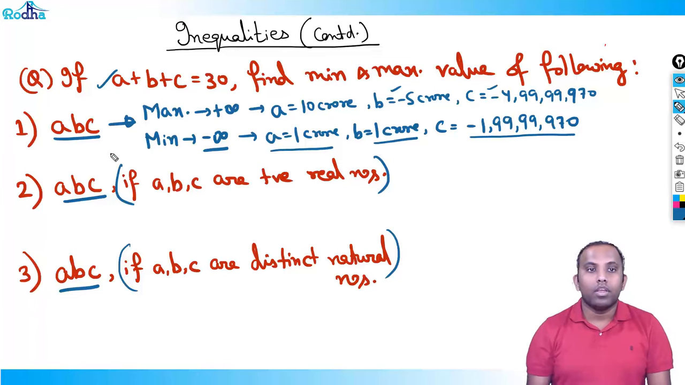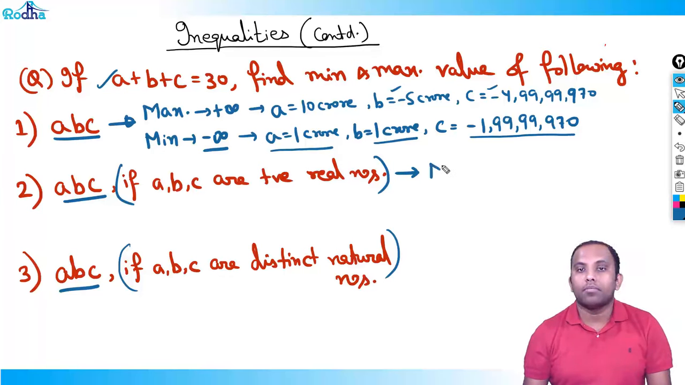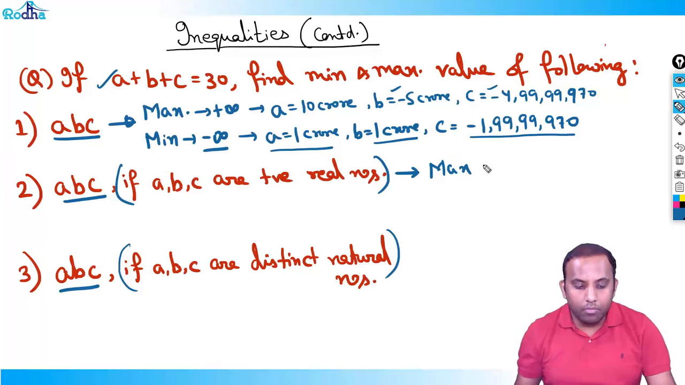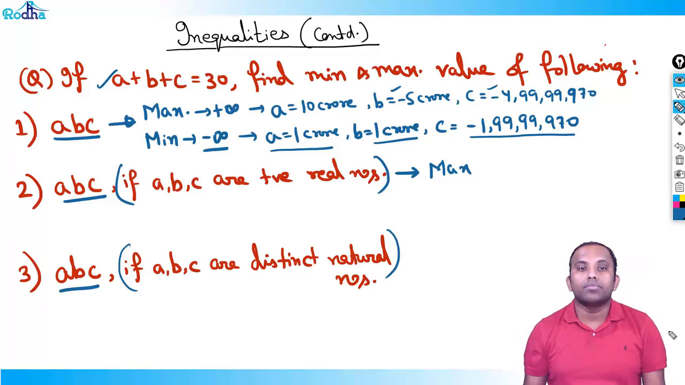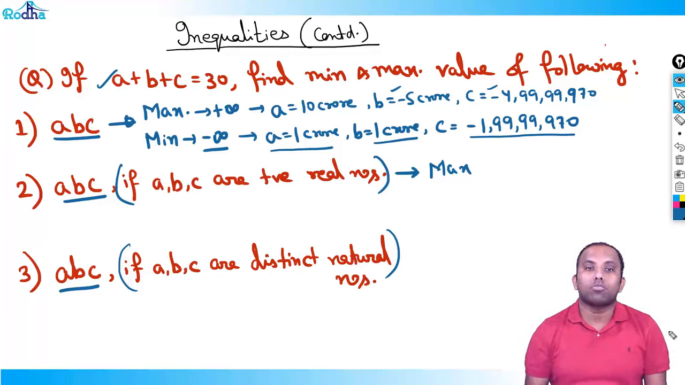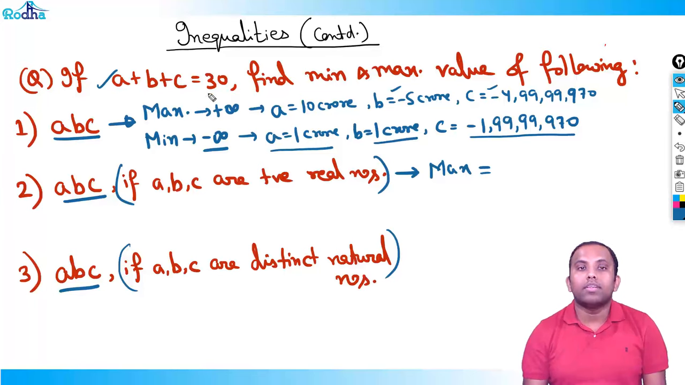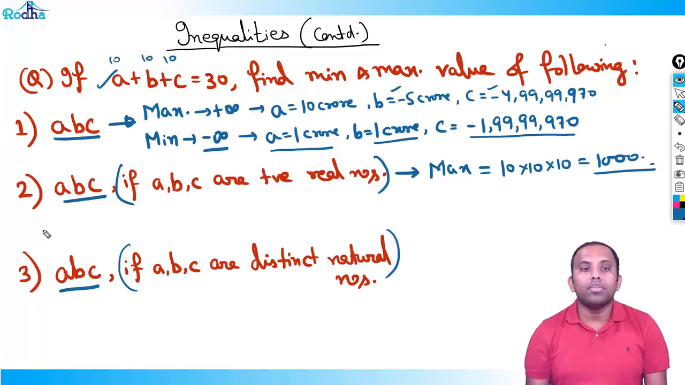Now the second one: a, b, c are positive real numbers. For positive real numbers, first we'll calculate the maximum value. When the sum is constant, the product is maximum when the numbers are equal, or as close as possible. The numbers can be equal here. 30 is the sum, so a, b, c can be 10, 10, 10. So the maximum value of a into b into c is 10 into 10 into 10, that is 1000. What is the minimum value now?